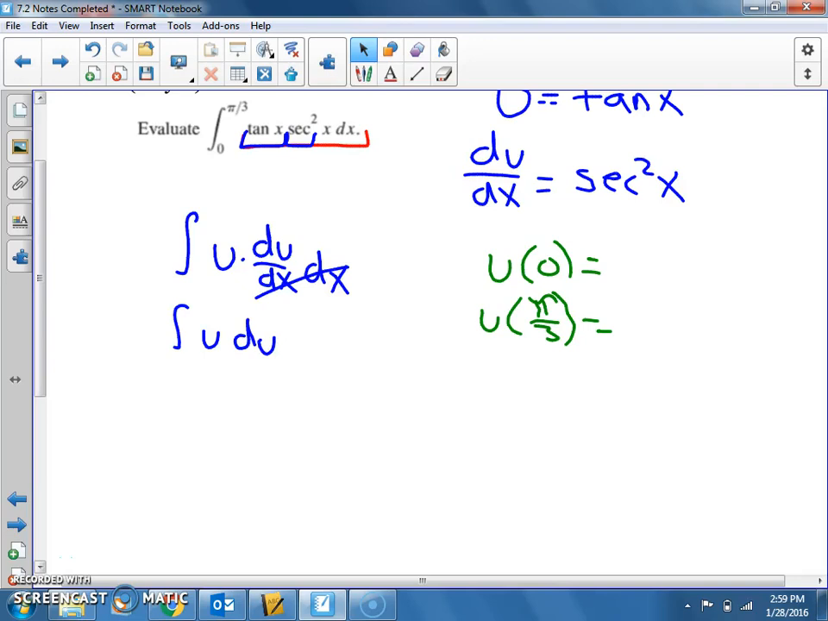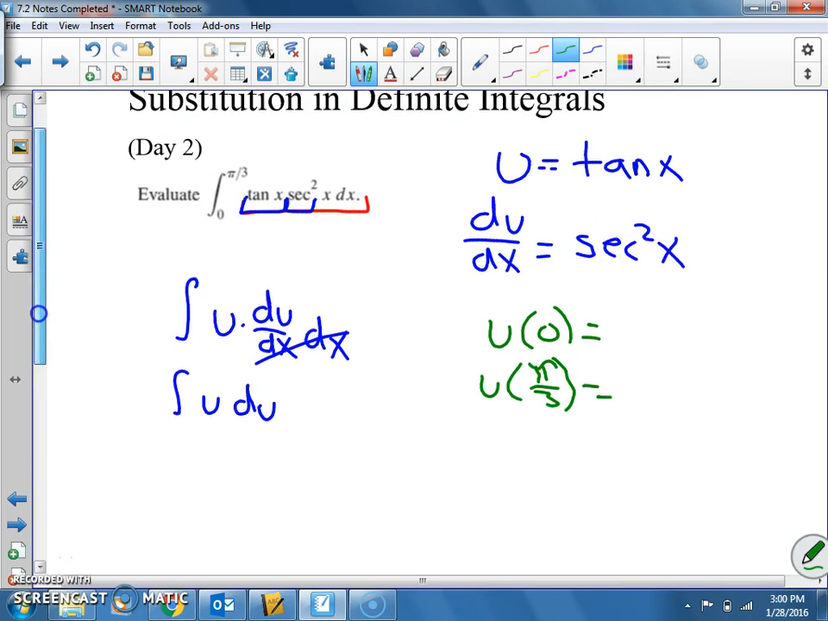Okay, so if we're plugging in u of 0 and u of 3 here, what would u of 0 be? U is tangent, remember. So what is tangent of 0? Sine over cosine of 0 would be 0 over 1, which is 0. What is the tangent of pi over 3? That's radical 3 over 1 half, which is radical 3.